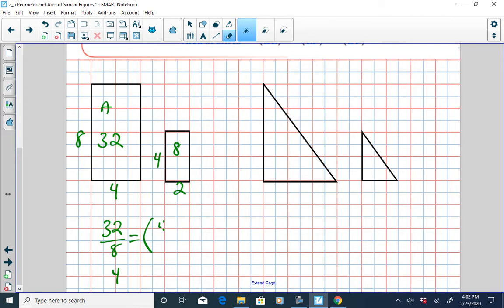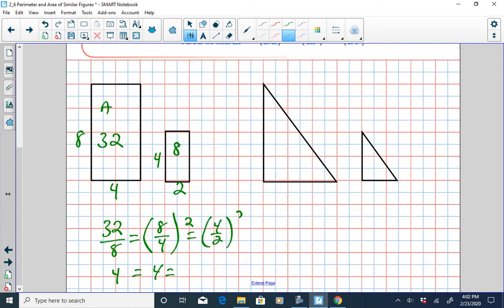If we look at the corresponding sides, we have 8 to 4, but we square that. 8 divided by 4 is 2, 2 squared is 4. So it looks like the rule works with those corresponding sides. The ratio of the areas is equivalent to the ratio of the corresponding sides squared. Let's try the other corresponding sides, 4 to 2. Is 4 to 2 squared the same as 32 over 8? Of course it is. 4 divided by 2 is 2, 2 squared is 4. So we just want to be able to use that rule, that the ratio of their areas is equivalent to the ratio of the corresponding sides squared.